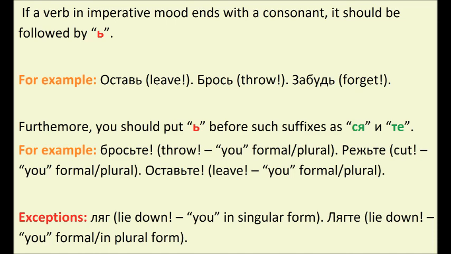Furthermore, you should put мягкий знак before such suffixes as ся and те. For example, бросьте, режьте, оставьте. Exceptions: ляг, лягте.